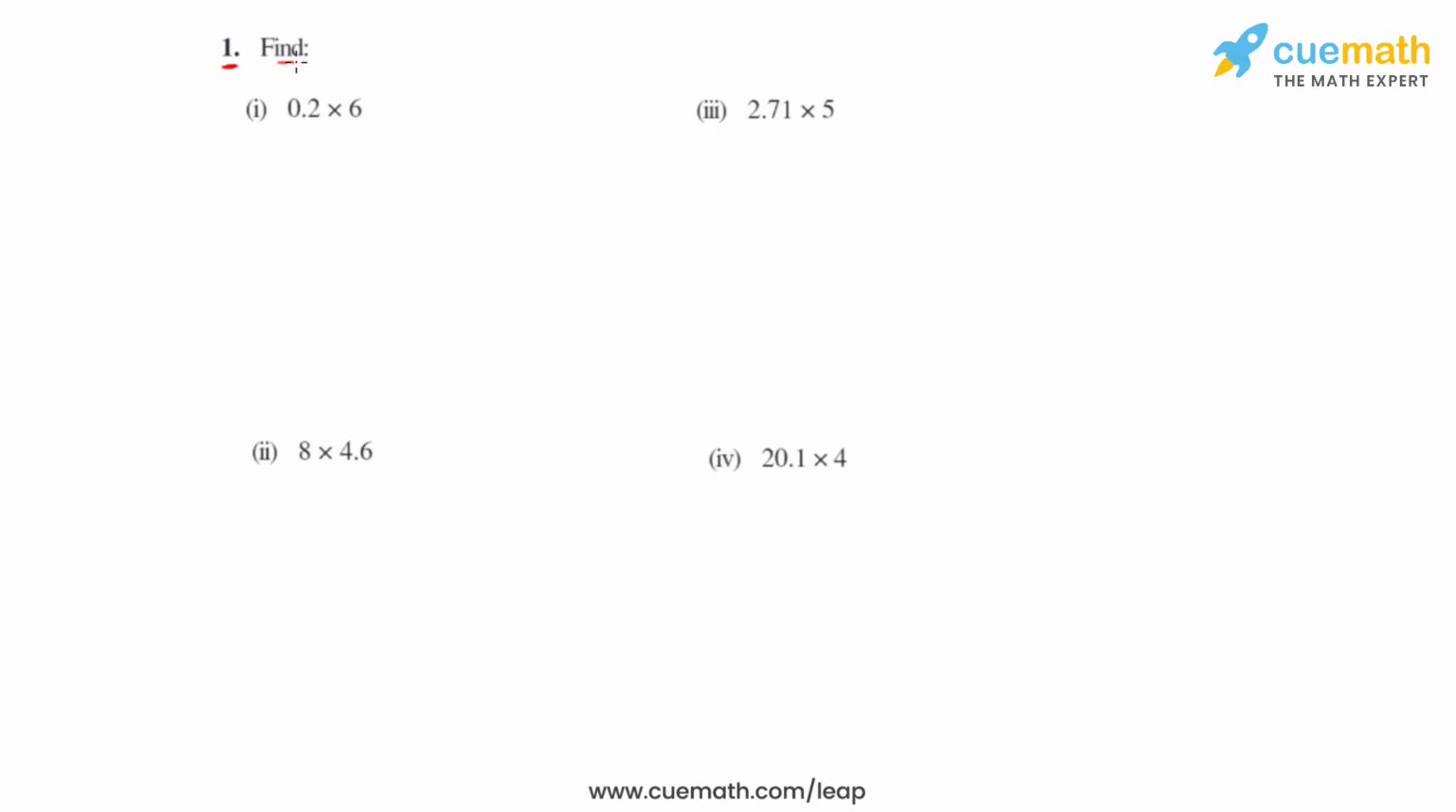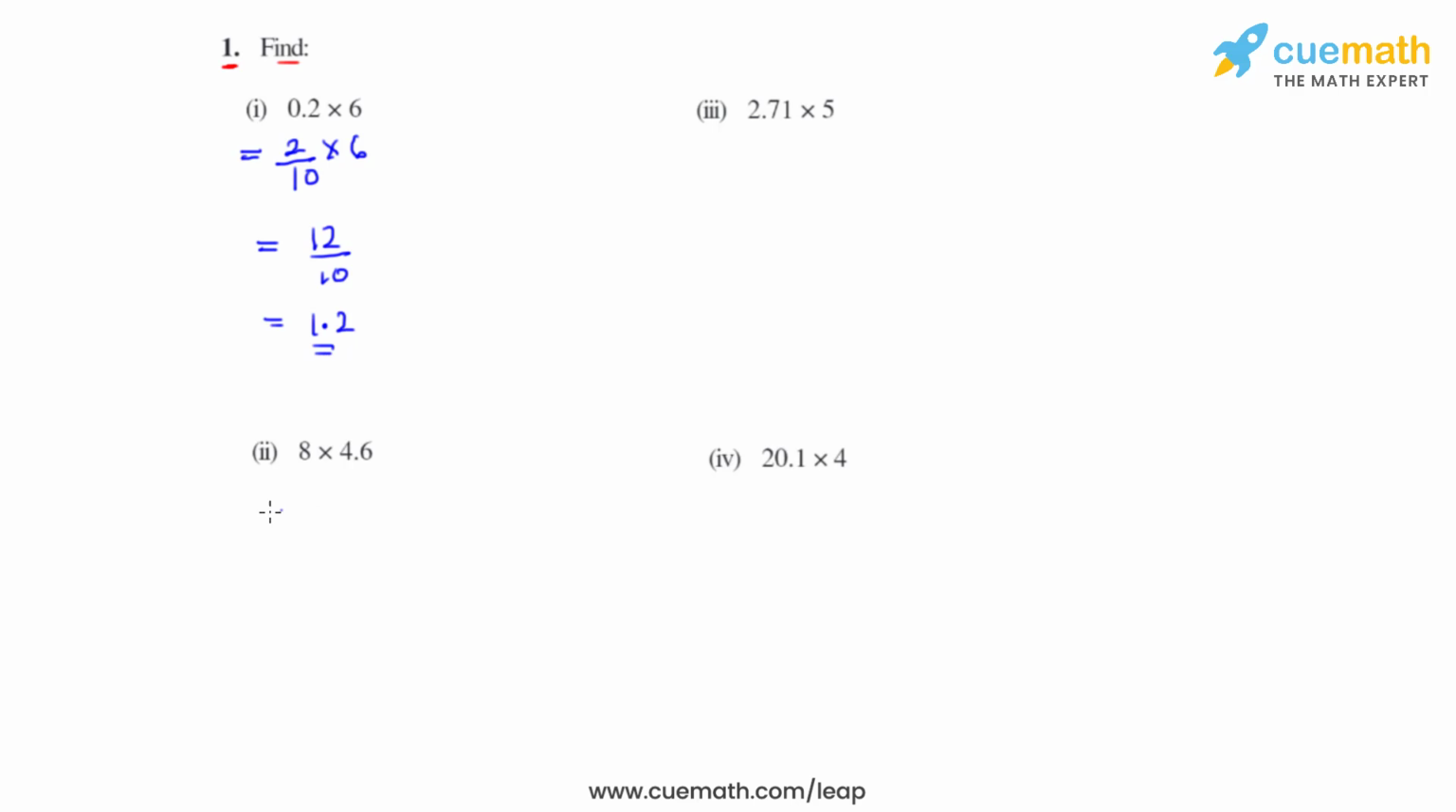Question number 1 says that find the product of the numbers given in each of the bits. To start with, we have the first bit wherein we have 0.2 times 6. 0.2 can be written as 2 by 10. Times it with 6. We get the product as 12 by 10. And so the final answer that we get is 1.2.